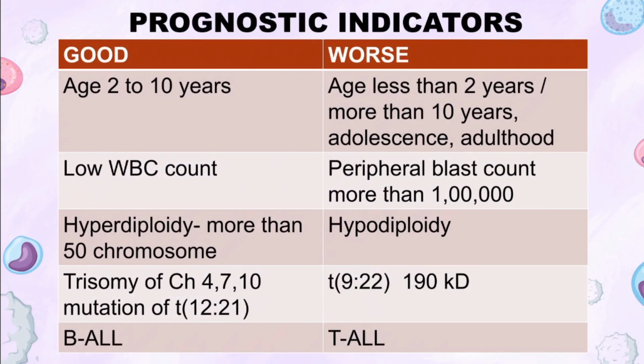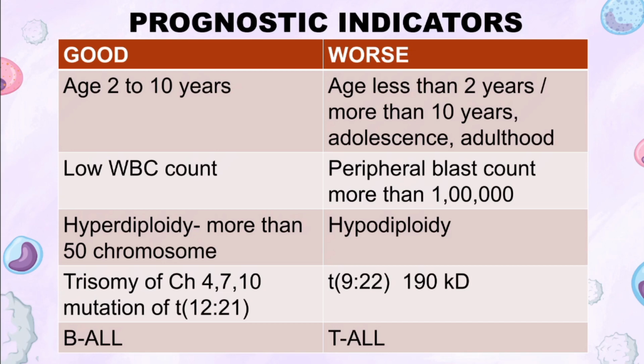The incidence between the age 2 to 10 years indicates good prognosis, whereas the incidence at less than 2 years and more than 10 years, and also in adolescence and adulthood, indicates worse prognosis. The low WBC count indicates good prognosis, whereas the peripheral blast count more than 1 lakh indicates worse prognosis. The hyperdiploidy more than 50 chromosomes indicates good prognosis, whereas the hypodiploidy indicates worse prognosis.